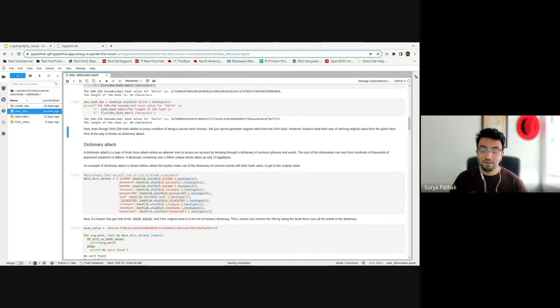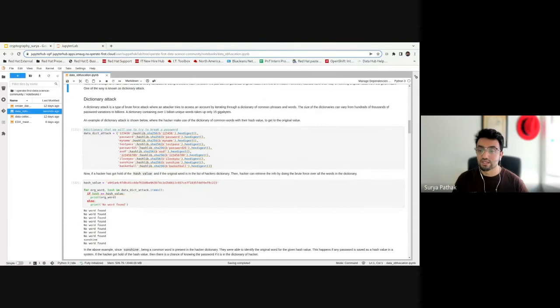So if he or she has a dictionary of 1 billion commonly used passwords and their corresponding hashed values, he can retrieve the password that is in the system if the password is a common one. I'm just showing a simple example over here. Let's say we have this data dictionary where we have some common passwords and their corresponding hash values. Now, this is with the hacker.